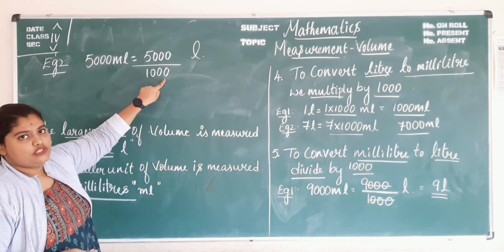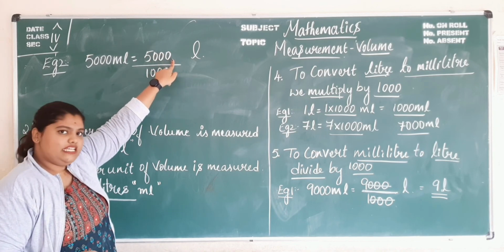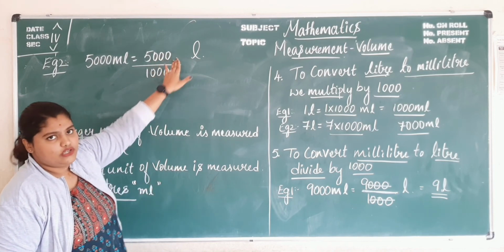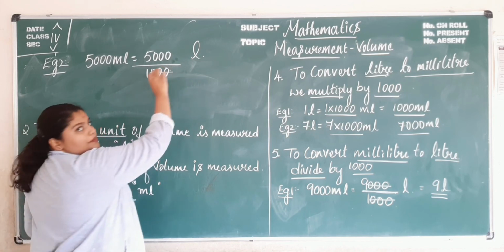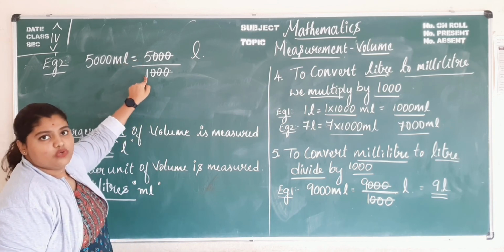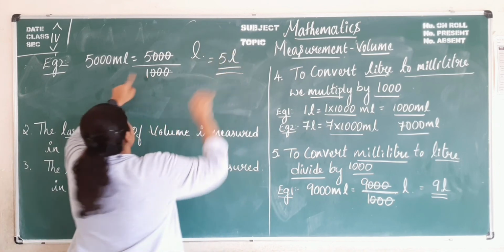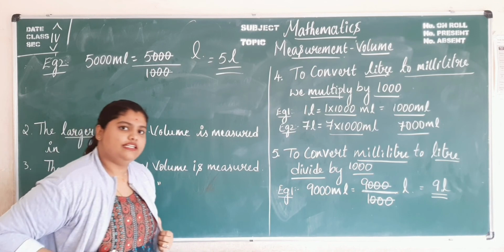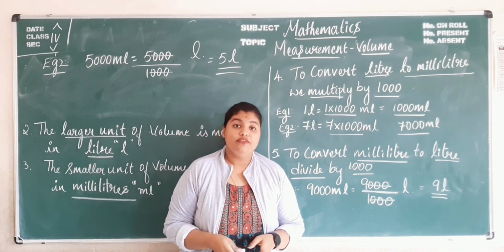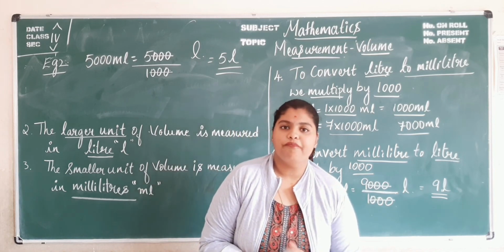We'll count the number of zeros in the numerator: 1, 2, 3. How many zeros are there? 3 zeros. I can cancel an equal number of zeros in the denominator as well as the numerator. So I'll cancel 3 zeros in the denominator and 3 zeros in the numerator. So what is left out? 5 divided by 1. So what is 5 divided by 1? 5. So 5000 ml is nothing but 5 liters. So to convert liter to milliliter, we multiply by 1000. To convert milliliters to liter, we divide by 1000. Is it clear, children? Yes.